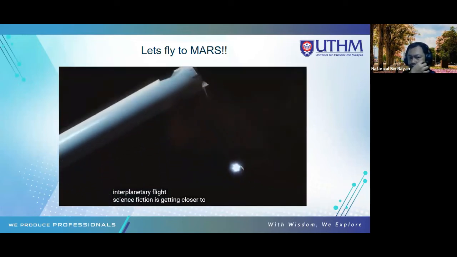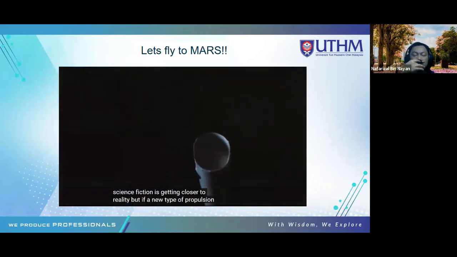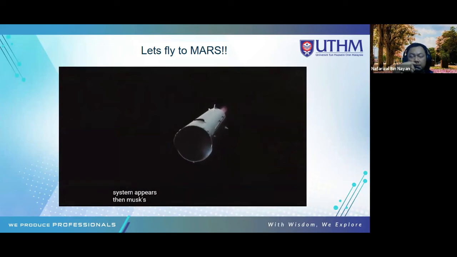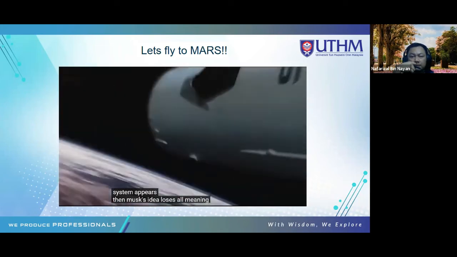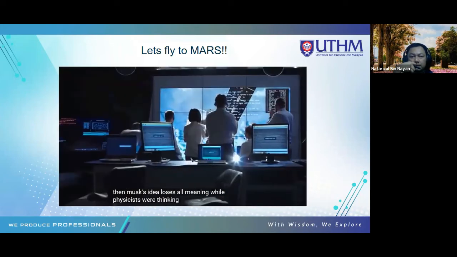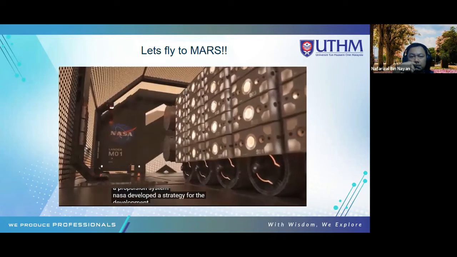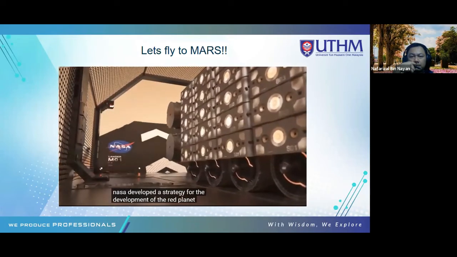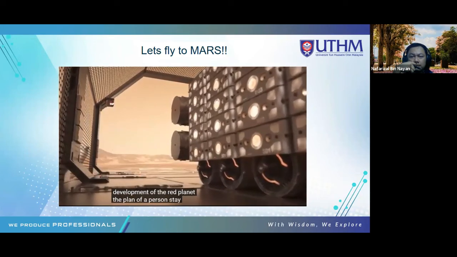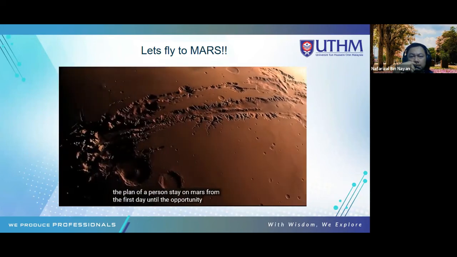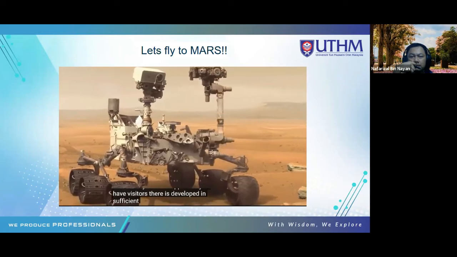Science fiction is getting closer to reality, but if a new type of propulsion system appears, then Musk's idea loses all meaning. While physicists were thinking about creating a propulsion system, NASA developed a strategy for the development of the Red Planet. The plan of a person's stay on Mars from the first day until the opportunity to have visitors there is developed in sufficient detail.